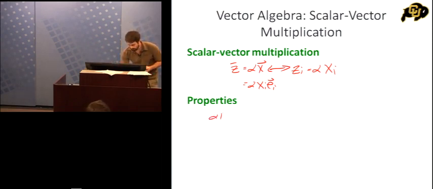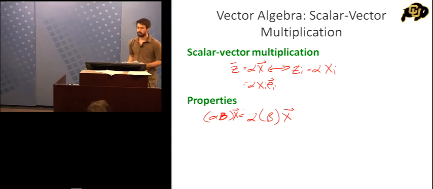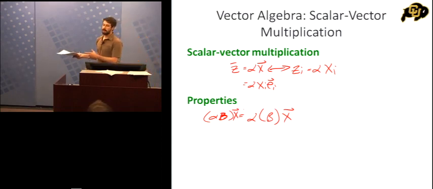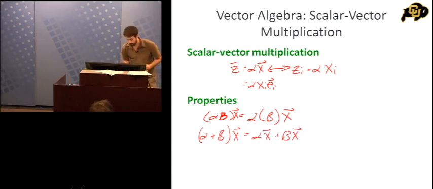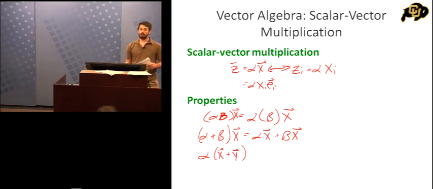There is, so if alpha and beta are our scalar values, then this expression has to hold. And if alpha and beta, again, are scalar values, if we add them, then this should be equal to this expression. This should also hold for vector addition. So if we have two vectors, then we multiply their sum times some scalar, then we should get this expression here.